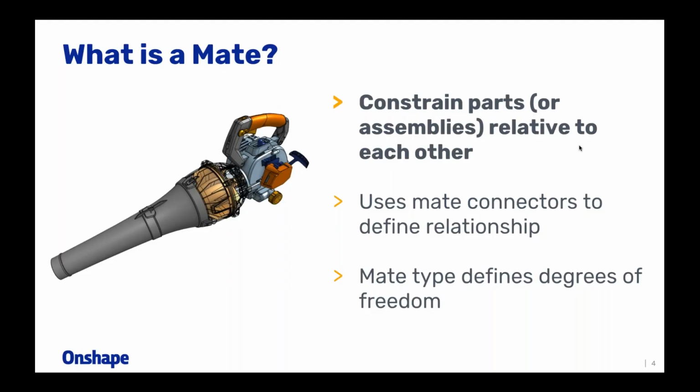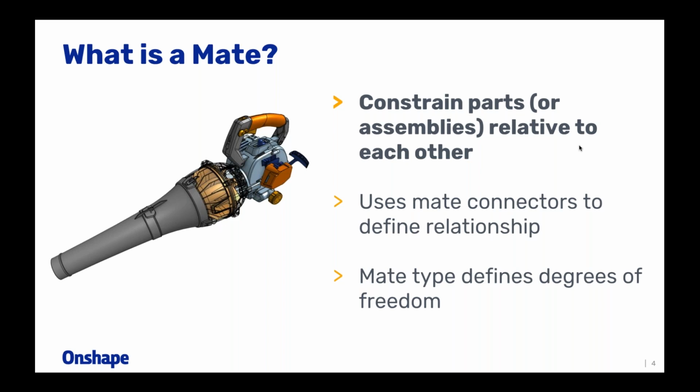Now, I want to start with a very short intro into the differences between a mate and a relation. And those are important as we start to discuss mechanisms and moving parts and interactions between moving parts. So, what is a mate? Let's start with the basics. It's a way to constrain a part at the assembly level or constrain an assembly at the assembly level relative to each other, right? So when you begin to insert parts and mate parts relative to each other, you're constraining them relative to each other. And that process is often referred to as a mate. It's not unique to Onshape, of course.